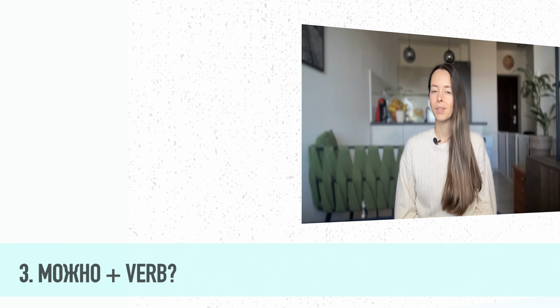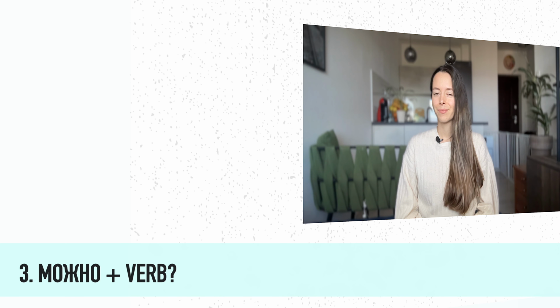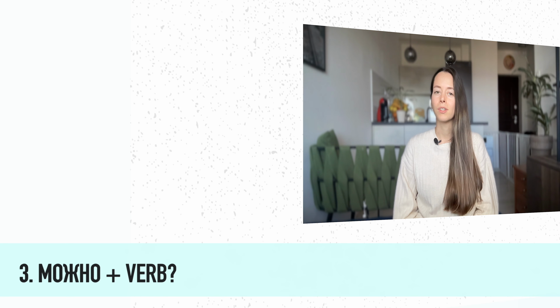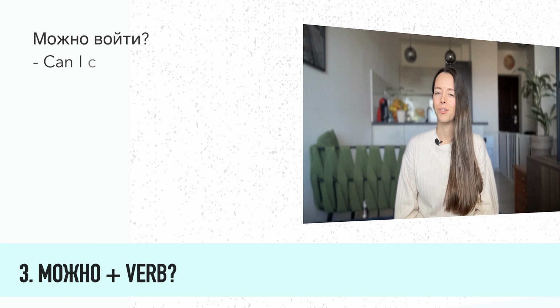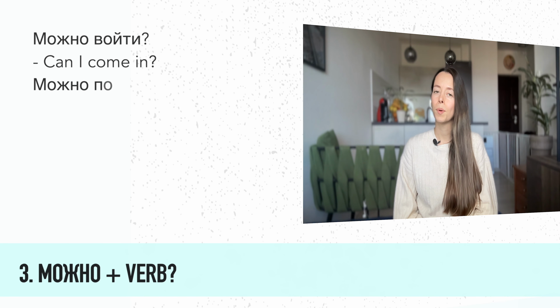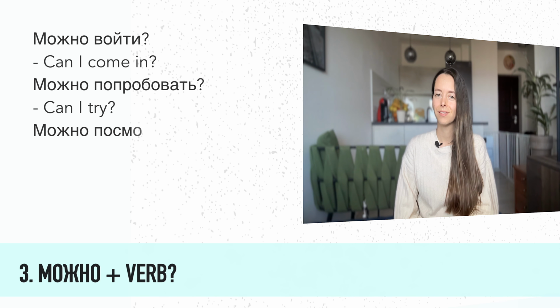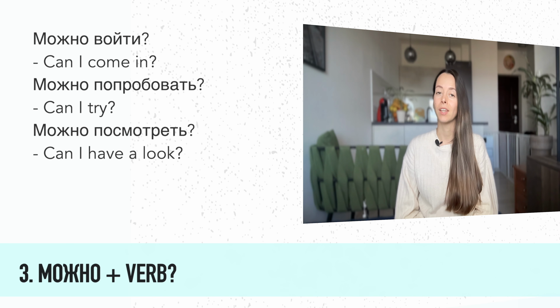The next formula is можно plus verb. And this is a question. Можно что-то сделать. This phrase is used to ask for permission. For example, we can say можно войти. Can I enter? Or can I come in? Можно попробовать. Can I try? Можно посмотреть. Can I have a look? Here we can use both imperfective and perfective verbs.